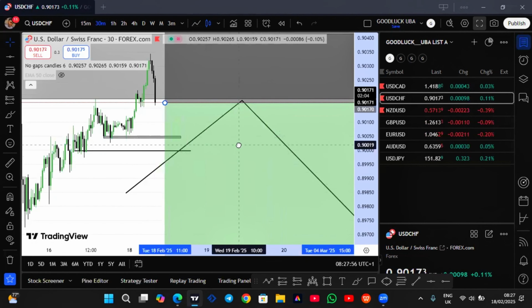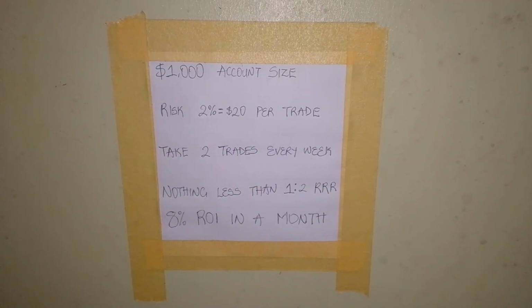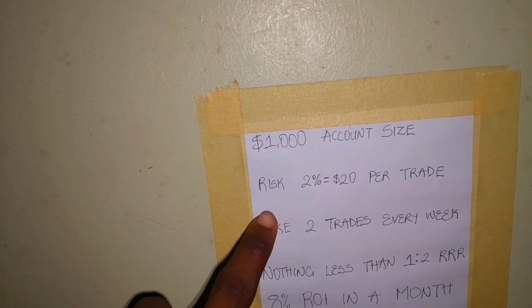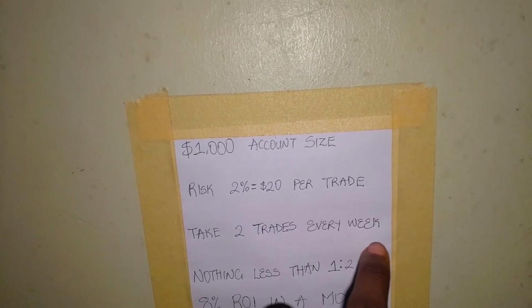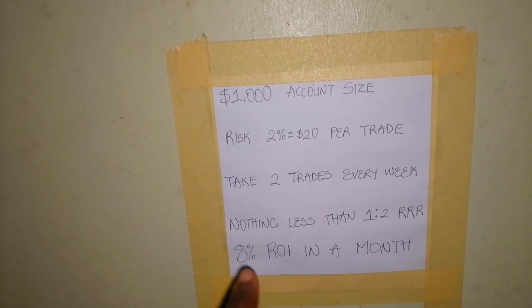My stop loss will be above this area of interest once I enter, and I'll be setting and forgetting as well. If I take this trade, there's no need to take NZD USD, because my rule states that I'll be depositing 1,000 USD, risking 2%, which is equal to $20 per trade. I'll be taking 2 trades every week, although last week I only took 1 trade because I was only able to see 1 setup.